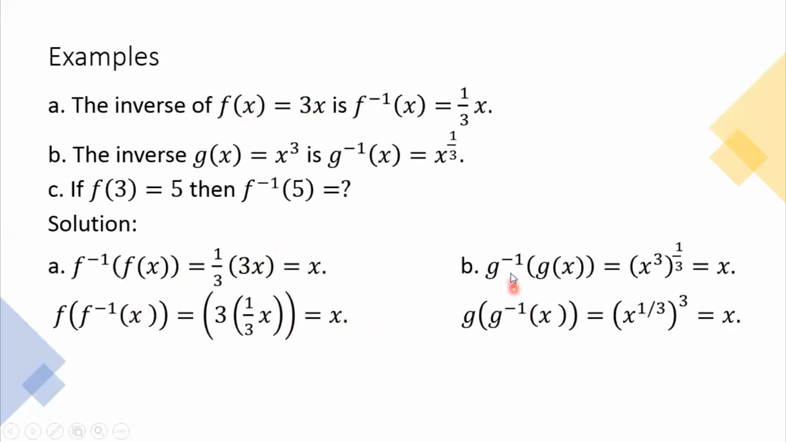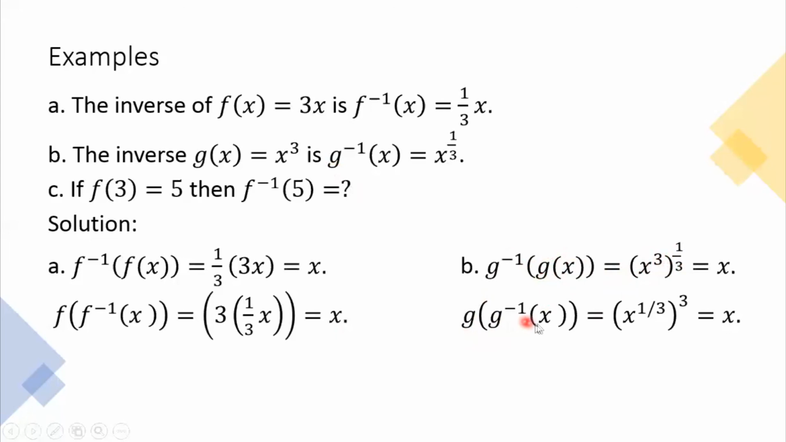How about letter B? We have to satisfy that g inverse of g of x is equal to what? G inverse of g of x. Our g of x is x cubed, so we have to input x cubed to g inverse. So x cubed raised to 1/3. The exponent will be equal to 1, so we have x.